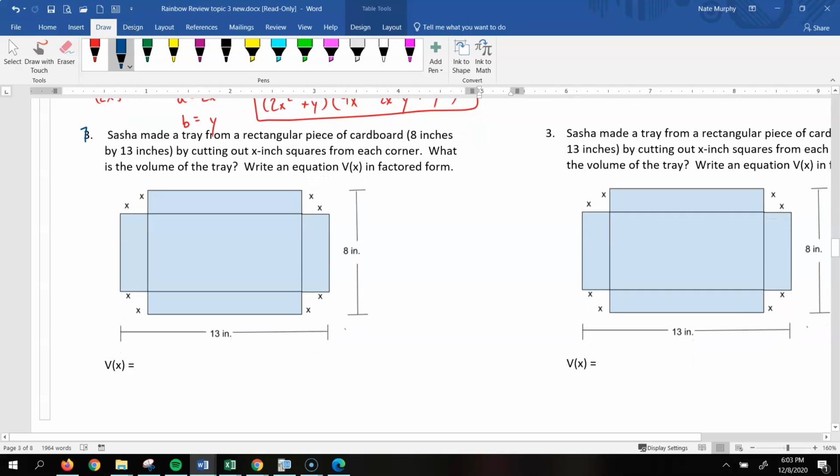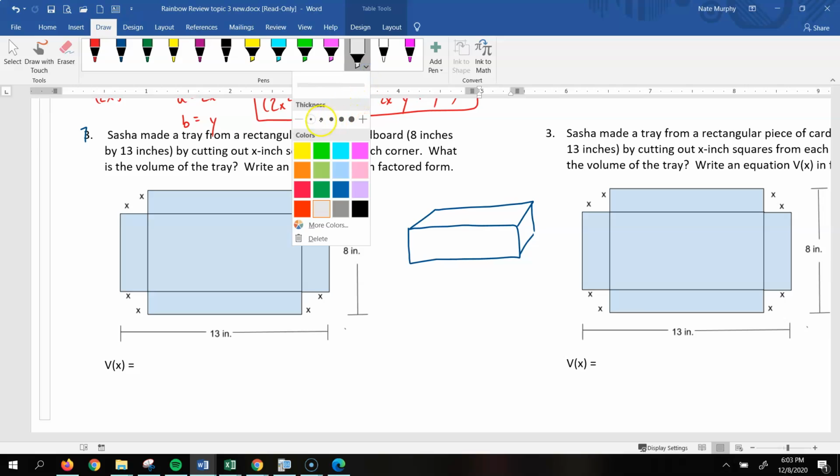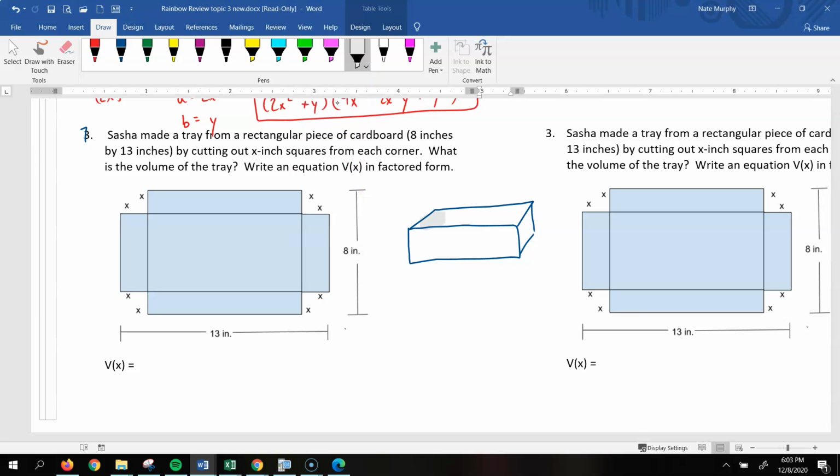All right, let's look at number 7. So for number 7, you're going to be creating a box out of this piece of cardboard. So when we create a box out of this piece of cardboard, let me just make my picture look nice here. So let's shade in this inside. Okay, so that's the inside of our box. Oops, and I should have this line here. There we go. So we want to figure out what the dimensions would be of the box after we cut a square out of each corner.